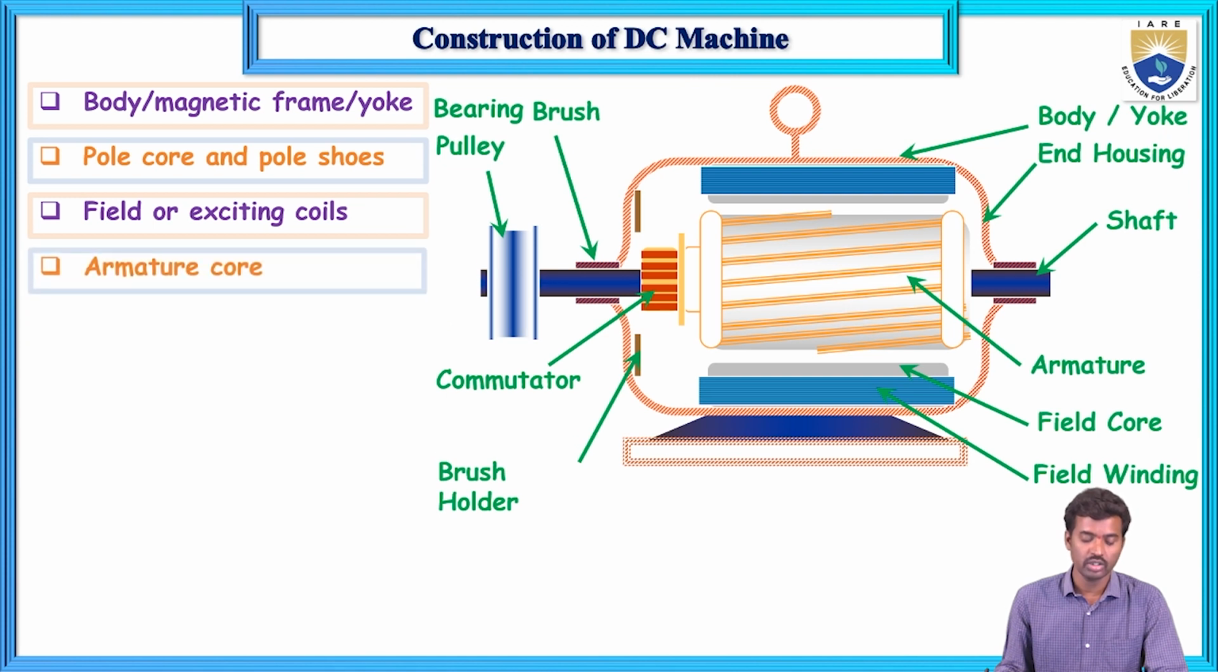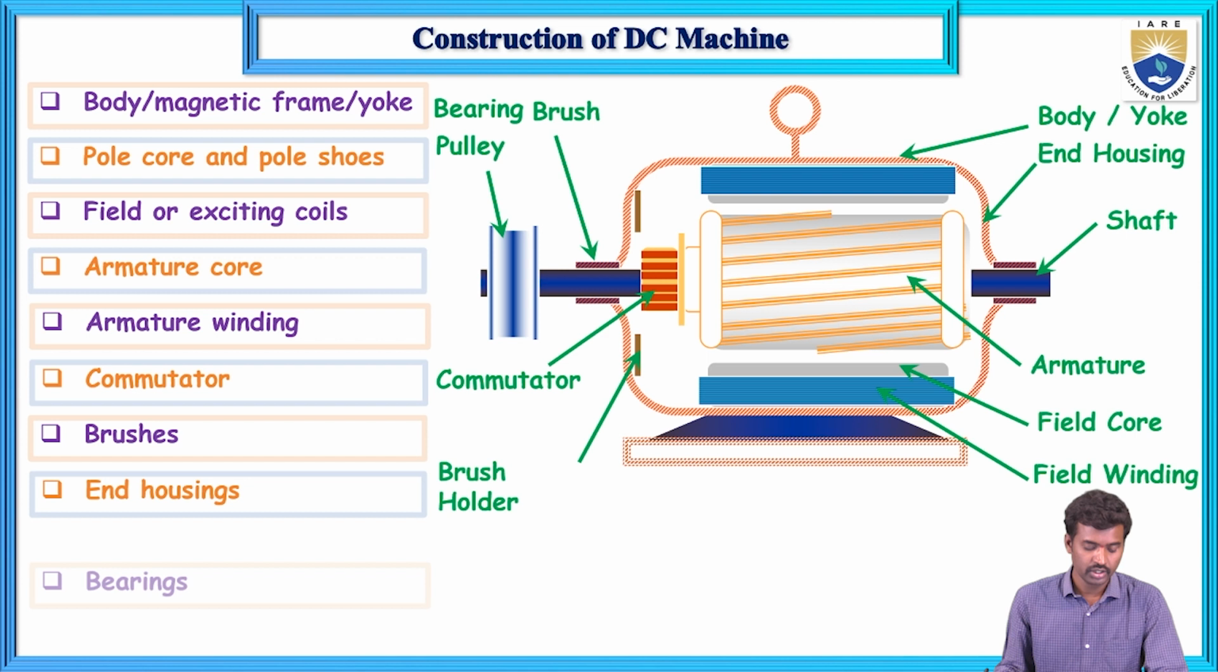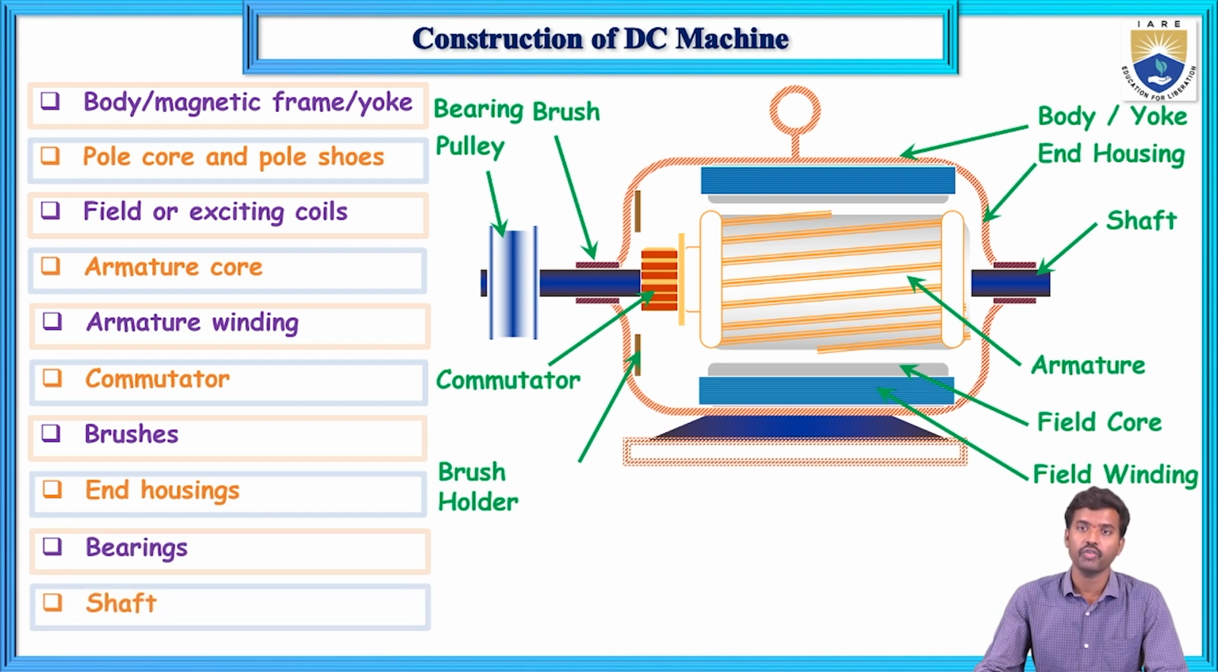Next, the armature, which has the armature core and armature winding. Next, commutator, brushes, bearings, end housings, and shaft. At the shaft we can get the mechanical power in the case of a DC motor, and in the case of a DC generator we give the mechanical energy to the generator through the shaft only. So these are the individual parts.